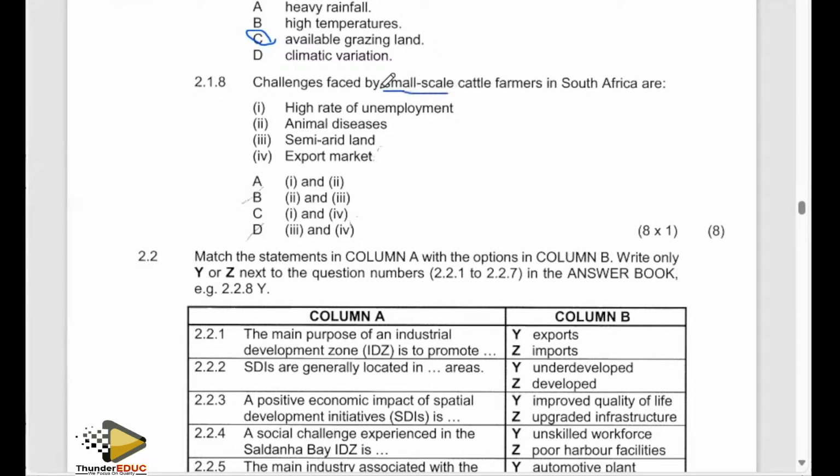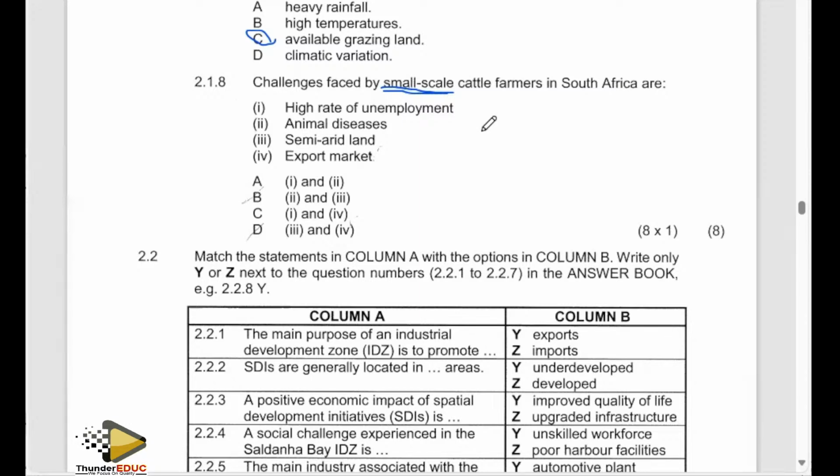Check the question also before you just answer the question. Small-scale cattle farmers, we are looking at those farmers that are doing cattle production on a small scale. They are using a small piece of land to do cattle farming. What are their problems or the challenges that they are faced with in their endeavor to try to produce cattle, try to produce beef and other cattle related products?